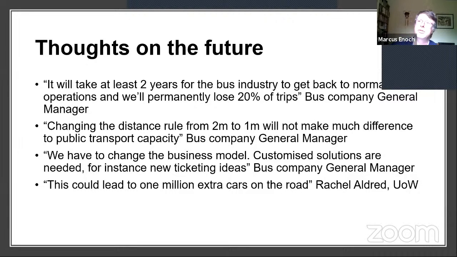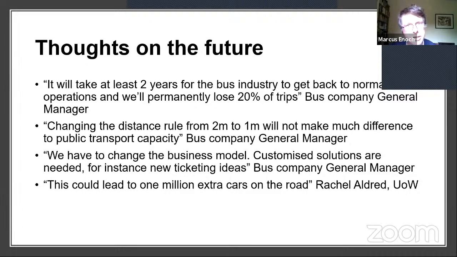So, one, I've spoken to a few operators recently about what they see the future is going to be, and some of it's quite scary. One of them was a bus company general manager. He reckons it's going to take 2 years for the bus industry to get back to anything close to normality, and he sees that they're going to lose 20% of trips permanently, because people will be too frightened to use the bus in the future, or because people have found alternatives. So what you're starting to see is increases in sales of secondhand cars, for instance, from people who didn't have a car before. That's obviously quite serious for the bus industry.